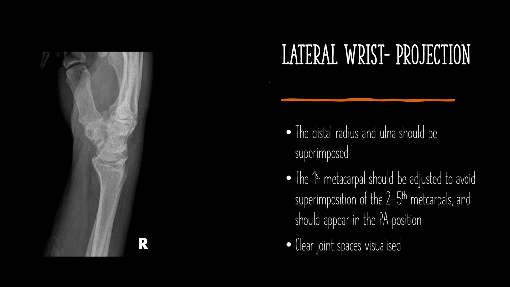Okay, so our lateral wrist projection then. Does our lateral wrist look like a true lateral should? And we assess this by judging if the distal aspects of the radius and ulna are completely superimposed upon each other, if our carpal bones are superimposed and our second to fifth metacarpal bases are also superimposed as well. Our first metacarpal should be adjusted to avoid superimposition of the second and fifth, and it should be here, posterior to anterior.